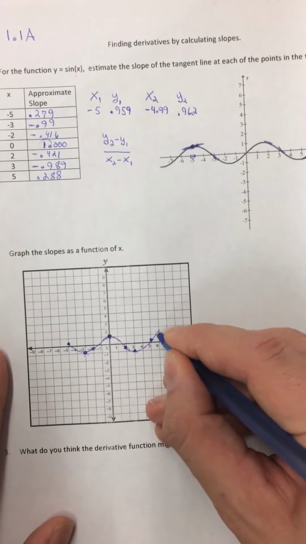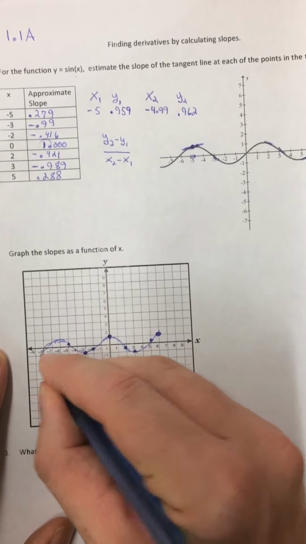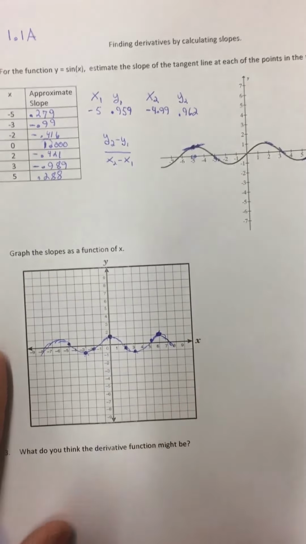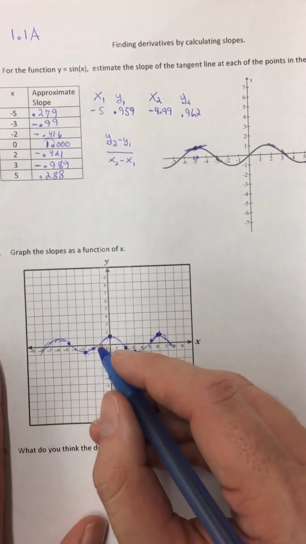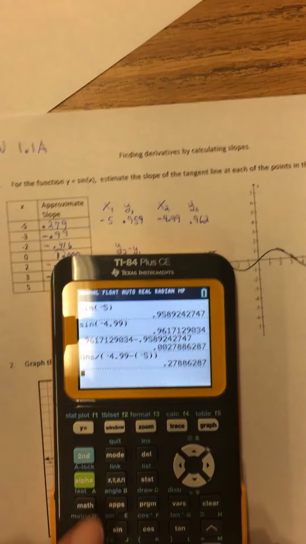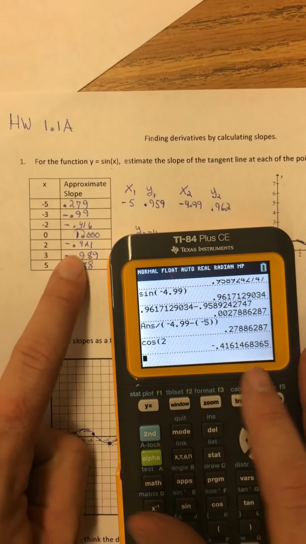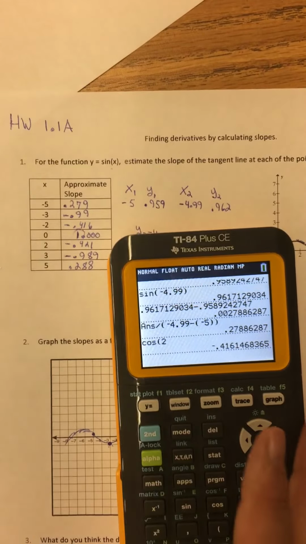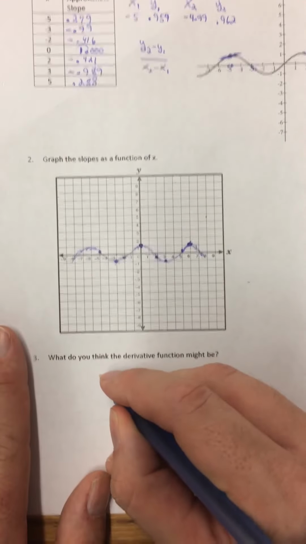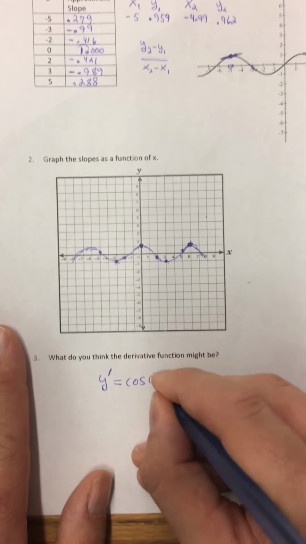And so my guess would be that this is a cosine graph, which would look something like this, and if you wanted to, you could check more points later on and see if it matches up with cosine. Or you could say, hey, what was cosine of 2? Cosine of 2 was negative 0.416, which is awfully close to negative 0.421. So that seems to validate that this might be y prime, the derivative of the original function, equals cosine of x.